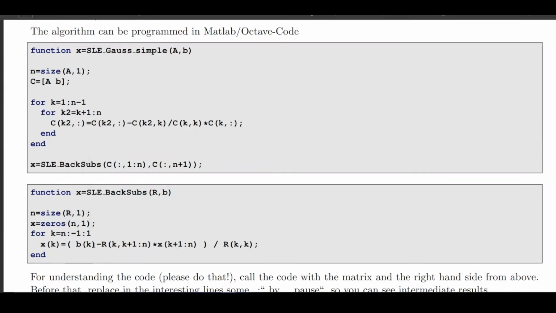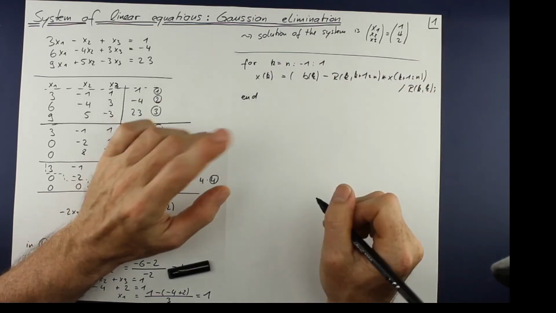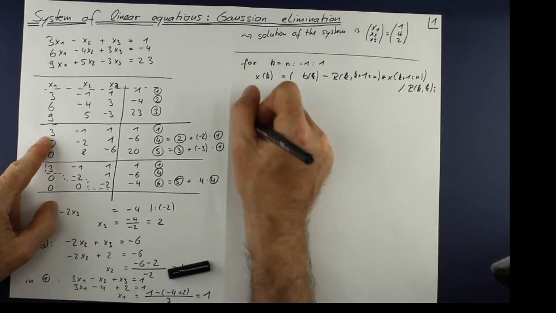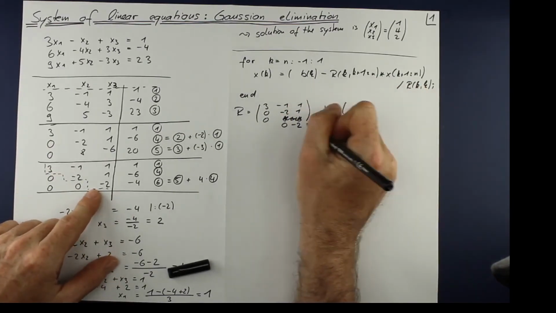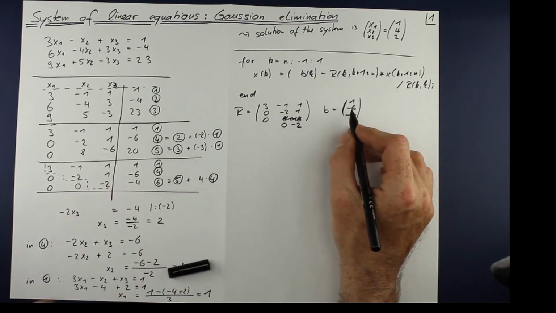Now this is a very interesting line, and if you are not familiar with MATLAB, maybe this will not be so easy for you to understand. I will show you in detail on paper what goes on here. So what happens if R is that matrix? This matrix is R, and this is the B vector.